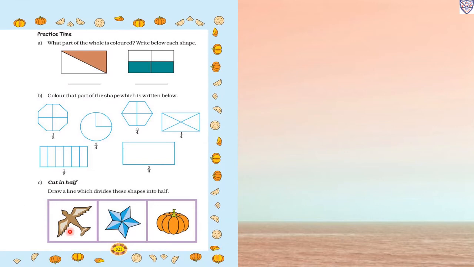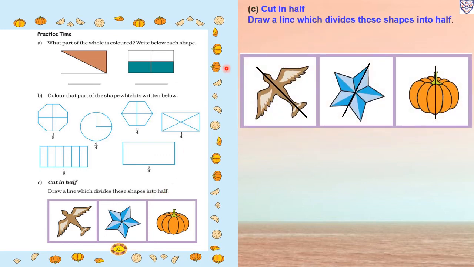Now same page, cut in half. Draw a line which divides the shapes into half. The figures are given, and we have to divide them into half. The bird is given, so we can draw a line through the middle of the bird, and it will become a half. Here also we can draw a line through the middle of the star. Here, the pumpkin: through the middle of the pumpkin, it will become a half.